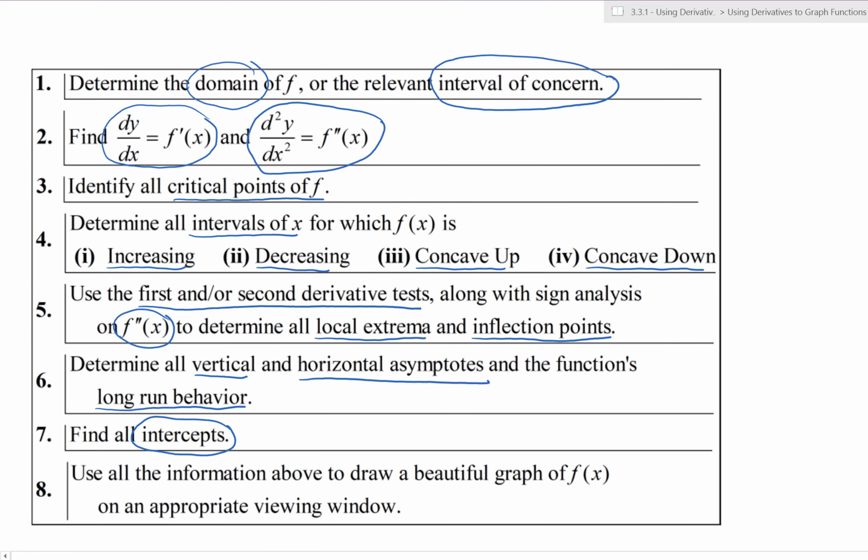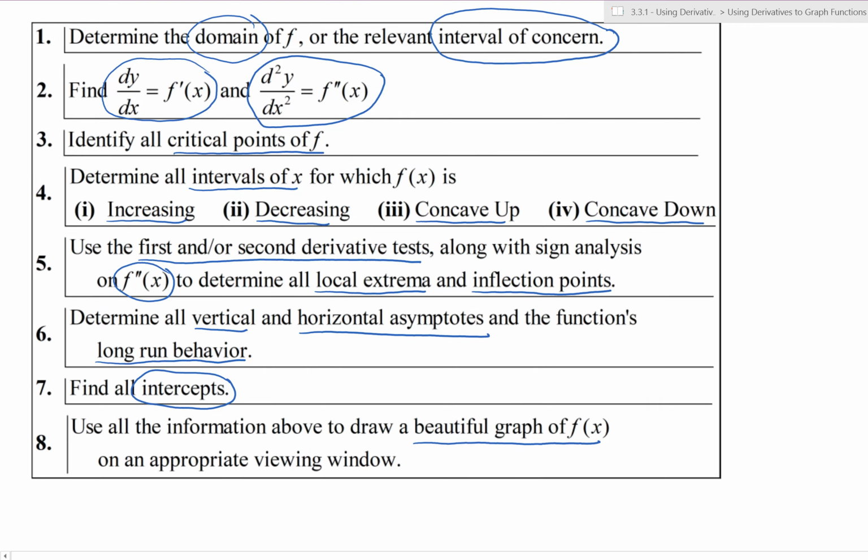When we combine all of this information, we should be able to draw a pretty beautiful graph of the function, piecing together everything here. So there's a lot of stuff, right? But just go piece by piece and find all the relevant information and plot this function, whatever it is that we're dealing with. So that's a general strategy. It's just a place to start. Lots of things to look for.